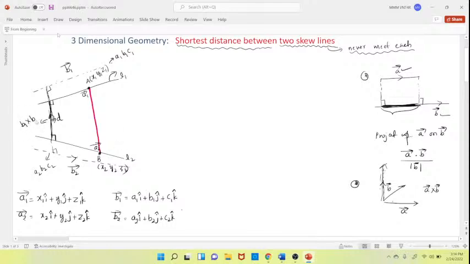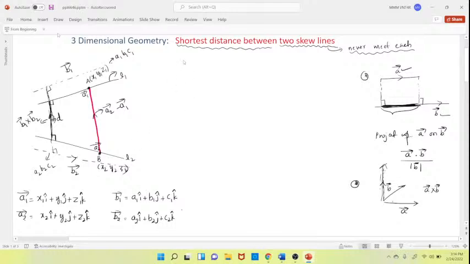b1 cross b2. Okay? Now see this vector from point A to point B. I will get the vector x2 minus x1 i, y2 minus y1 j and z2 minus z1 k, nothing but simply a2 vector minus a1 vector.